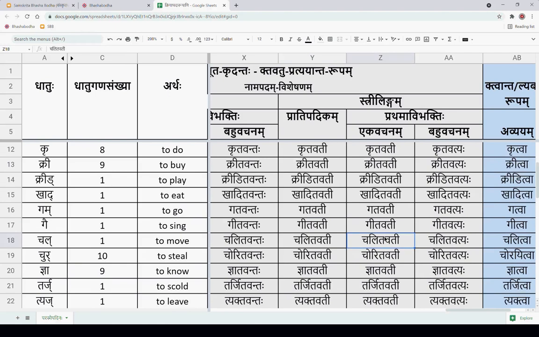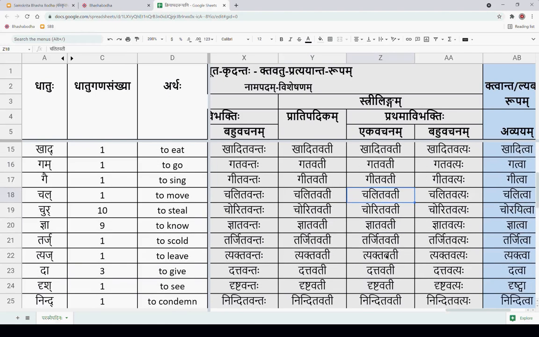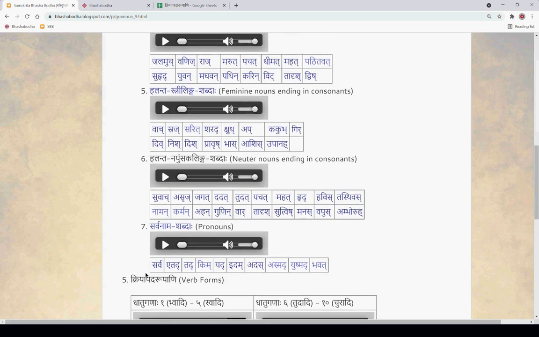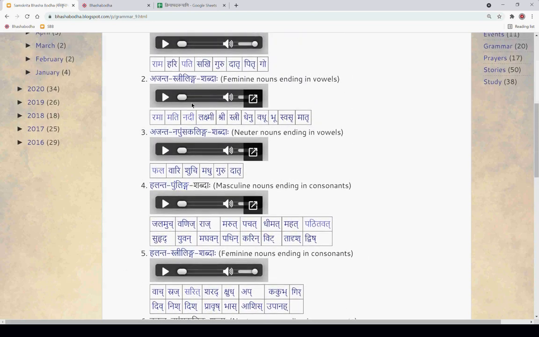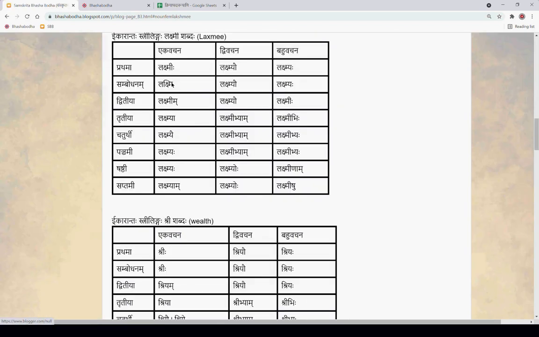Also, you note that there are Dirgha Ikaranta Strilinga, like Nadi, but there are others, for example Lakshmi or Shri. I think I've shown it here. If you look at these Pratipadikam, Dirgha Ikarantam asti atra, parantu Prathama Vibhakti Ekavachana Rupam Bhavati Lakshmi visarga sahitam. You see here, the Visarga comes. Lakshmi, Shri, Prathama Ekavachana. Okay.